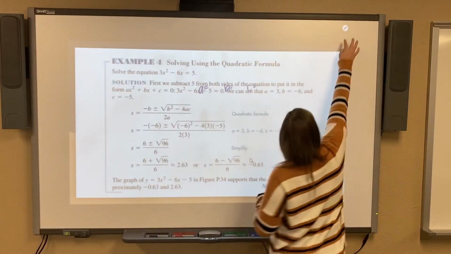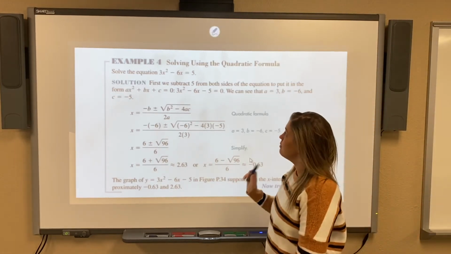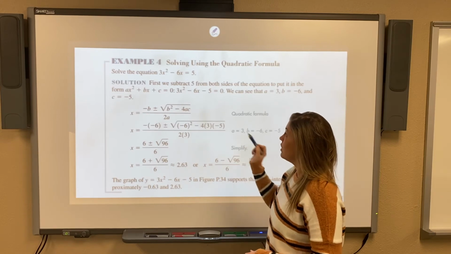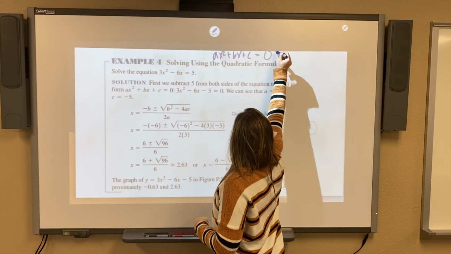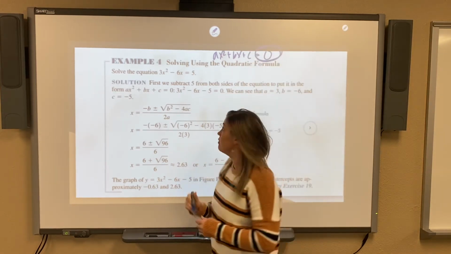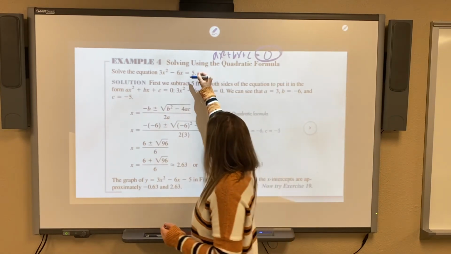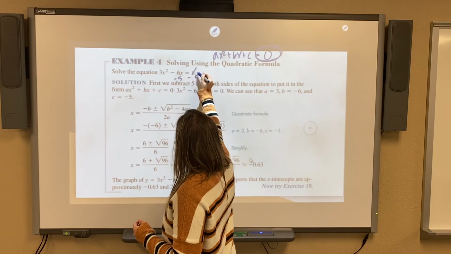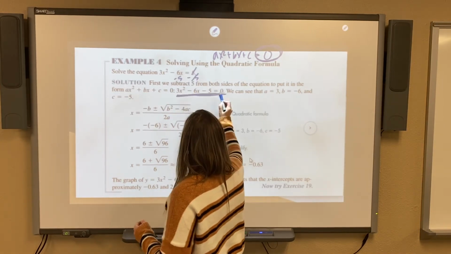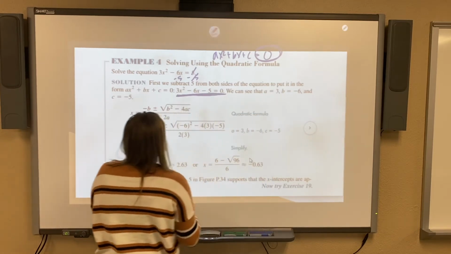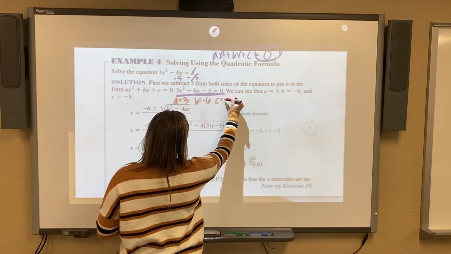Okay, so if we have this problem, we are going to solve 3x squared minus 6x is equal to 5. So this is not in ax squared plus bx plus c equals 0. We have to have equals 0 in order to solve. It does not have equals 0. Right here we have equals 5. So what we need to do is subtract 5 from both sides. So now we're left with 3x squared minus 6x minus 5 equals 0. So now we're good. Again, I like to label what a equals. A equals 3, b equals negative 6, and c equals negative 5.